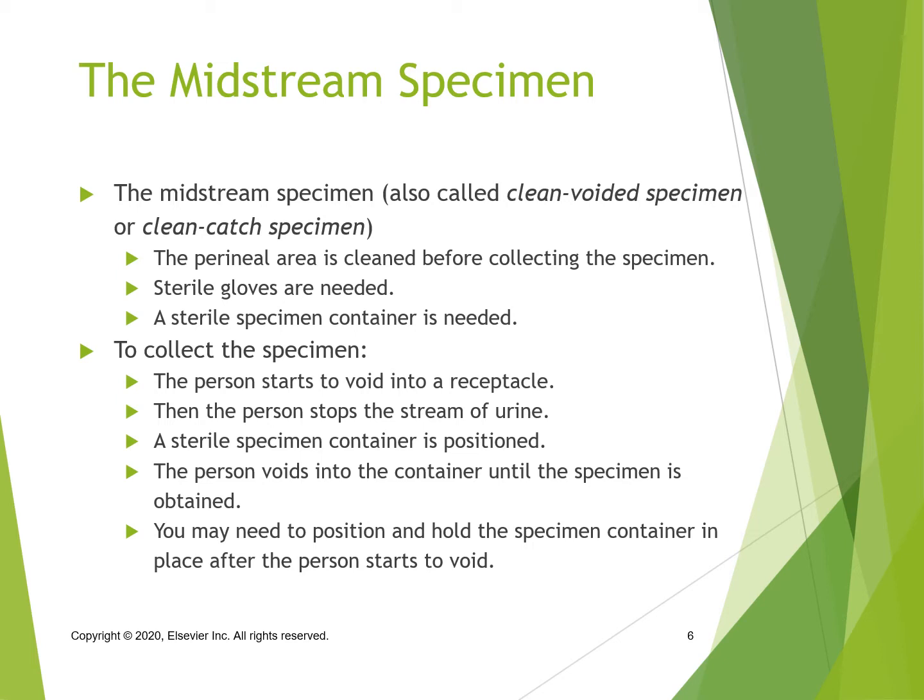The midstream specimen, also called clean void specimen or clean catch specimen. The perineal area is cleaned before collecting the specimen. Sterile gloves are needed. A sterile specimen container is needed. To collect the specimen, the person starts the void into a receptacle. Then the person stops the stream of urine. A sterile specimen container is positioned. The person voids into the container until the specimen is obtained. You may need to position and hold the specimen container in place after the person starts to void.